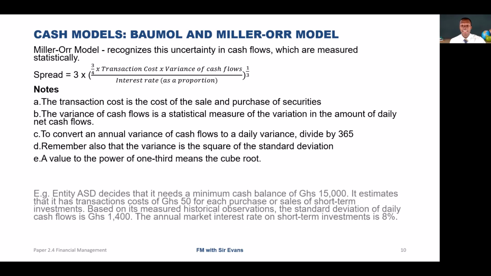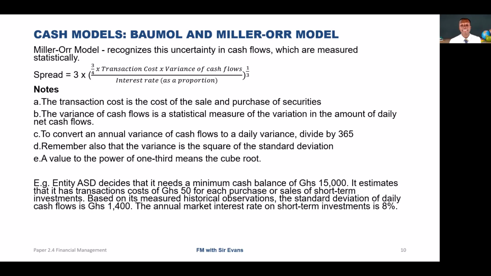Okay, so we go ahead and take an example. Entity ASD decides that it needs a minimum cash balance of 15,000 Ghana cedis. It estimates that it has transaction costs of 50 cedis for each purchase or sale of short-term investments. Based on measured historical observation, the standard deviation of daily cash flow is 1,400 Ghana cedis. The annual market interest rate on short-term investments is 8%. So we are asked to calculate the upper cash limit and the return point using the Miller-Orr model.